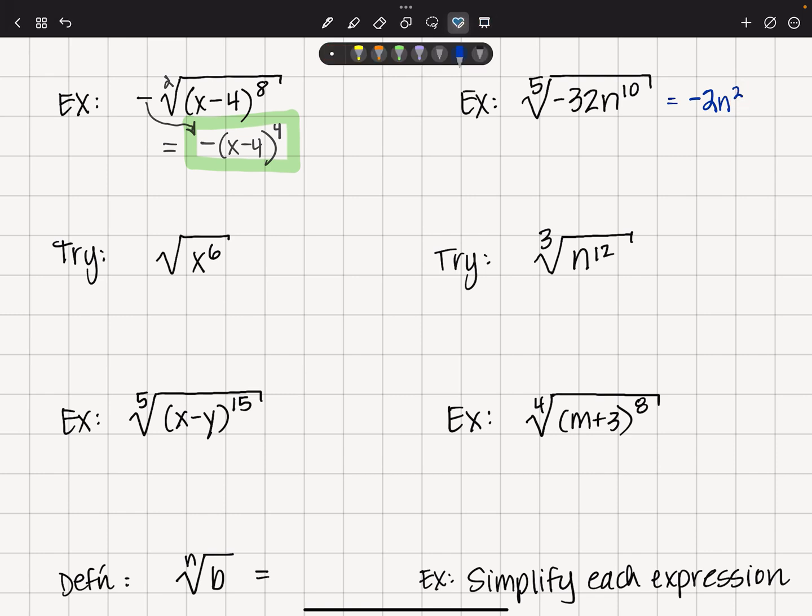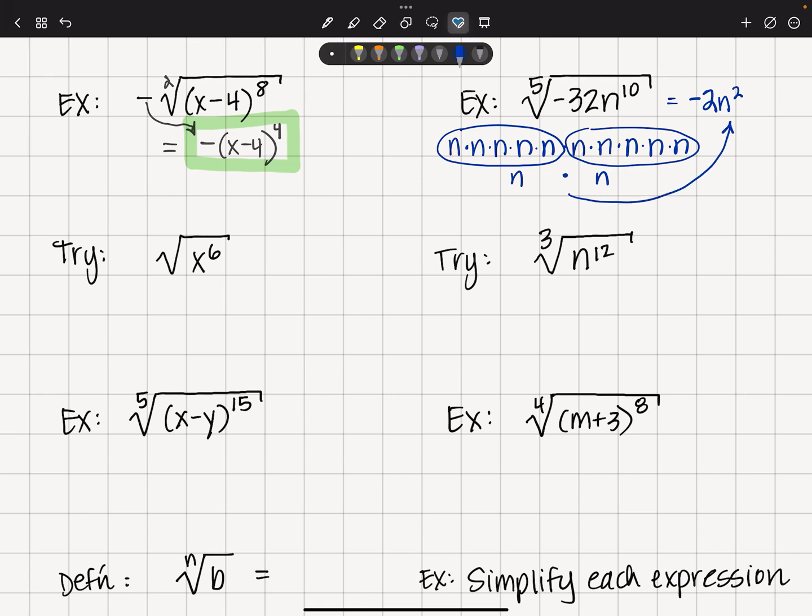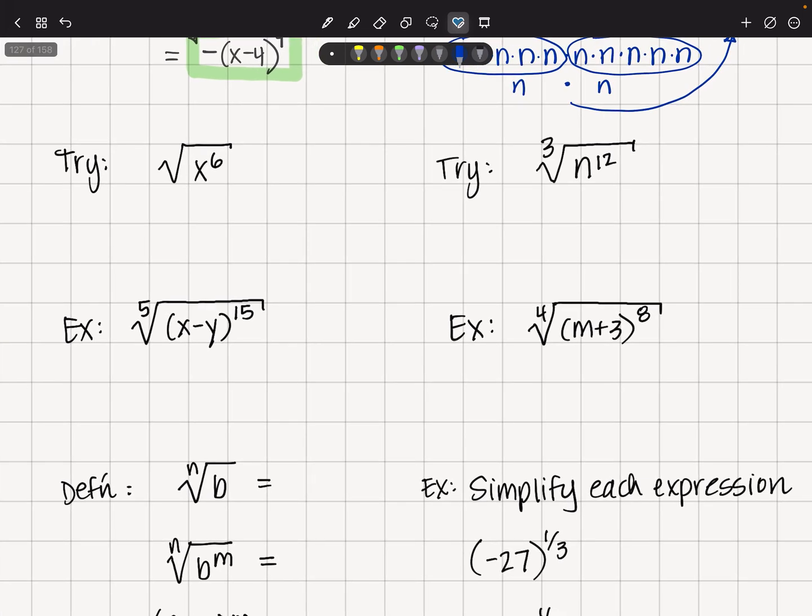And I'll tell you why we're going into the exponent. We're not saying 5 goes into 32. We're saying 5 goes into 10 because 10 is an exponent. So n, n, n, n, n, that's 5 of them. And then here's another 5. And that would make 10 n's. I would have 2 groups of 5. Take 1 from each group, multiply them together, and that's how you're going to get n squared. Okay, you try the next 2. You could probably try the next 4 if you really wanted to.